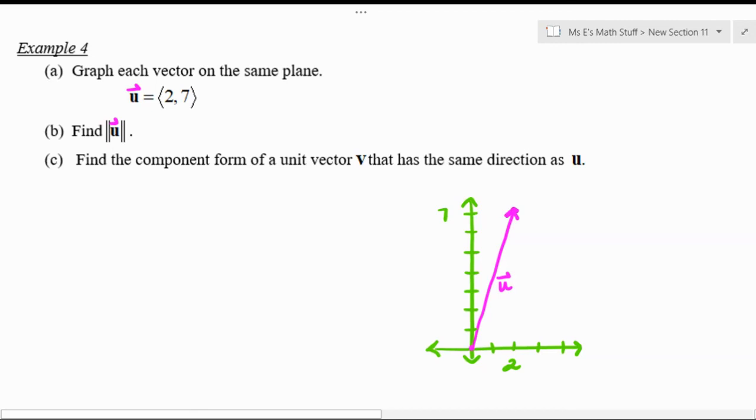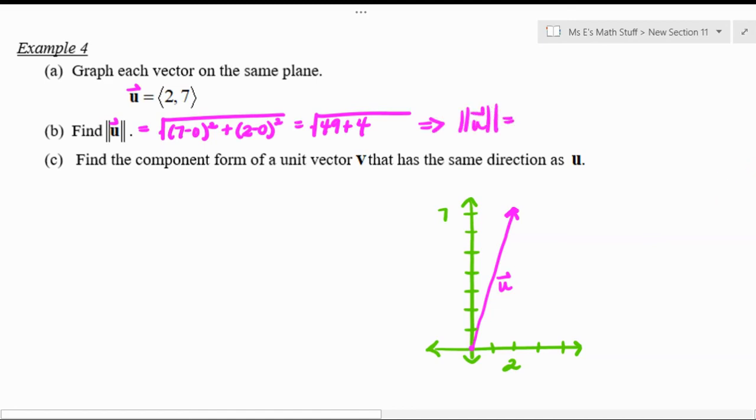is at 0, 0. So you could be really obedient here, and you could go 7 minus 0 squared plus 2 minus 0 squared, which is really just what you would have gotten had you thought about the Pythagorean theorem. So 7 squared is 49, 2 squared is 4. So the magnitude of vector u is equal to the square root of 53.